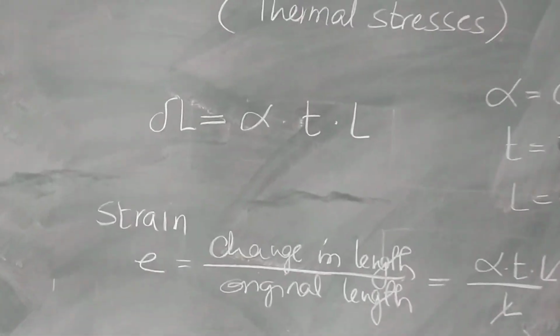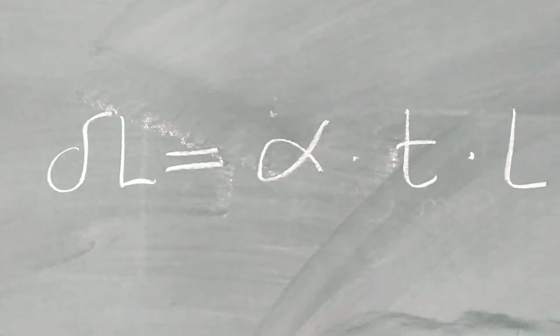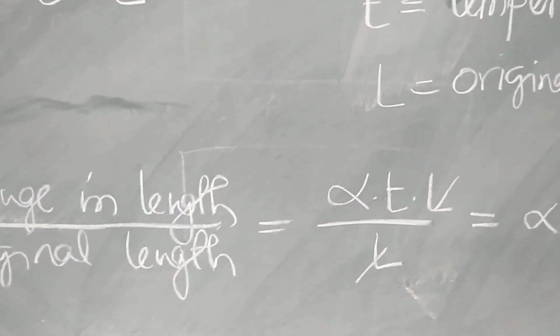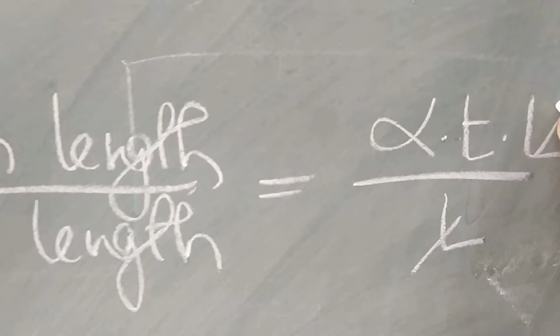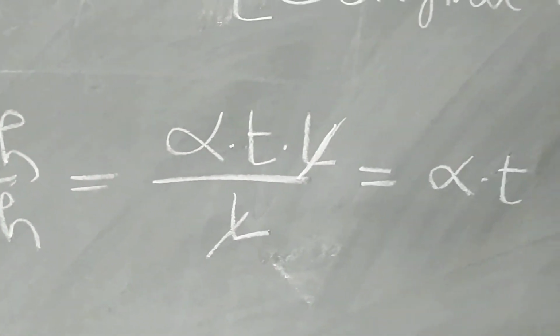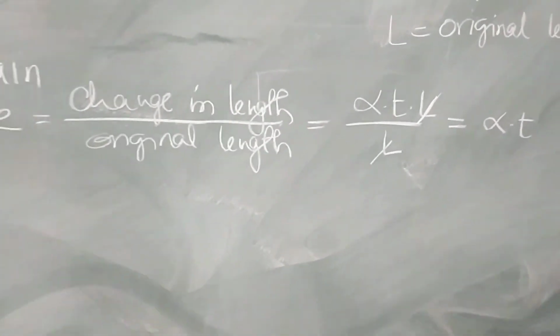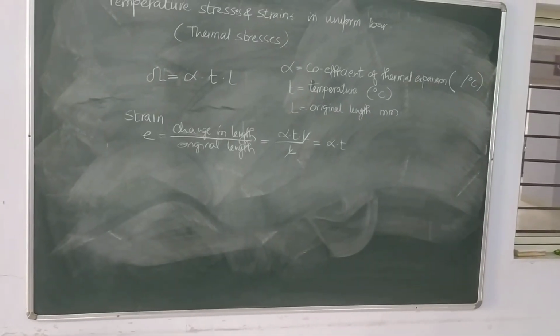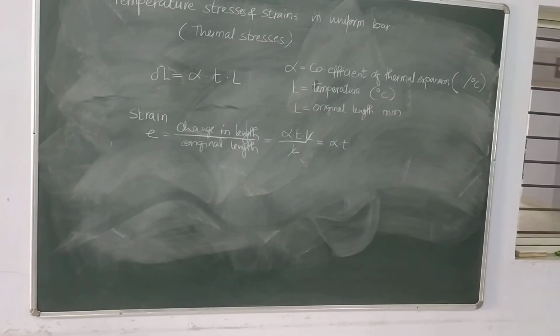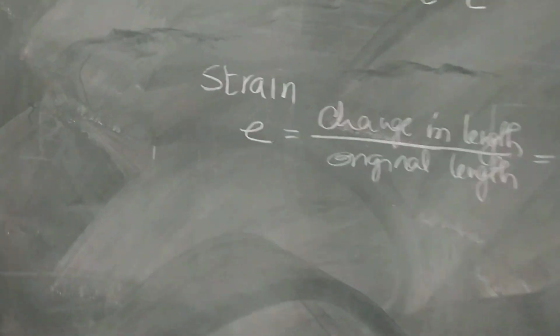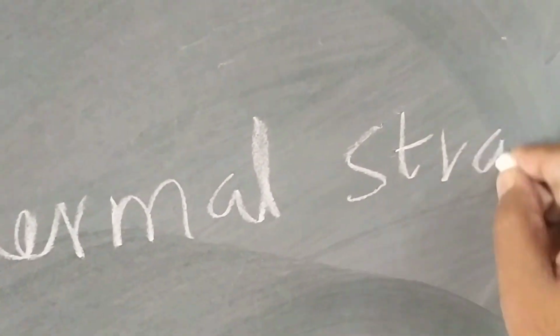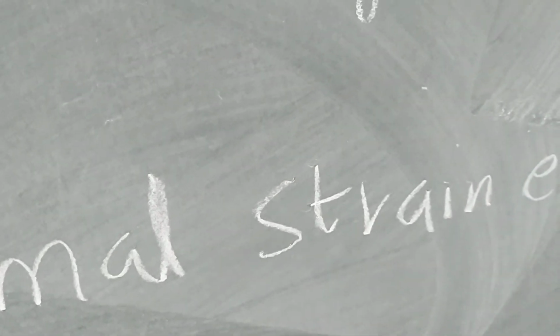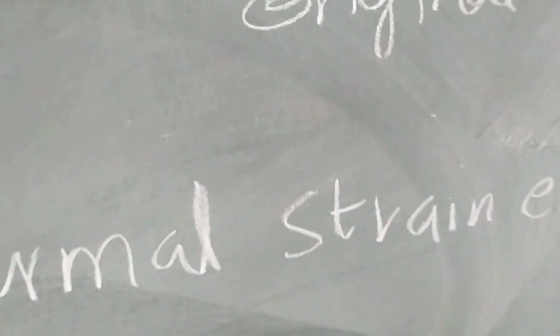Change in length we have studied, delta L is alpha T into L. So, alpha T into L upon L, L gets cancelled. So, strain is equal to alpha into T. Obviously, as we have studied, strain has no unit. Therefore, thermal strain e is equal to alpha into T.